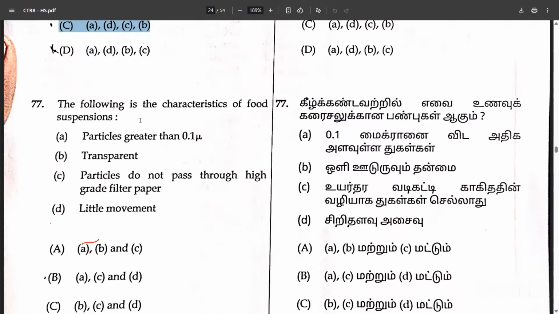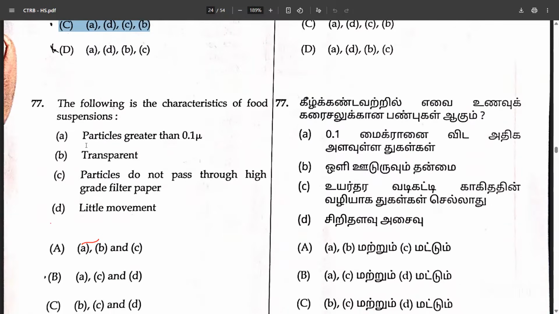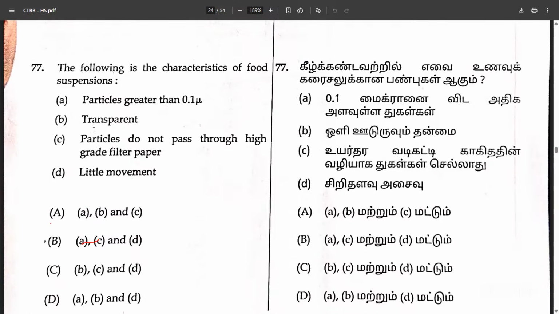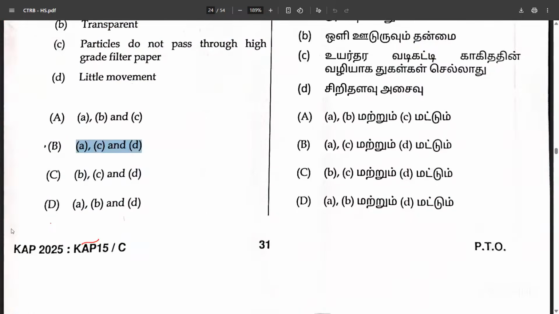Which of the following are the characteristics of food suspension? So particles greater than 0.1 mu will be in the food suspension. Then particles do not pass through high grade filter paper. Then there is lighter movement. Transparent will be eliminated, and you'll get your correct answer. A, C, D will be the correct answer.